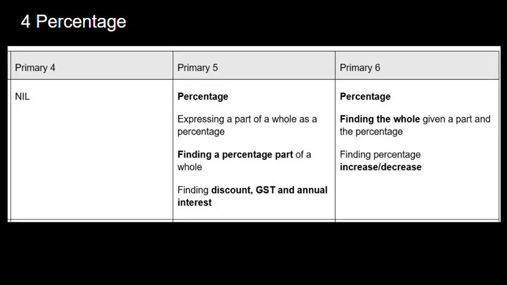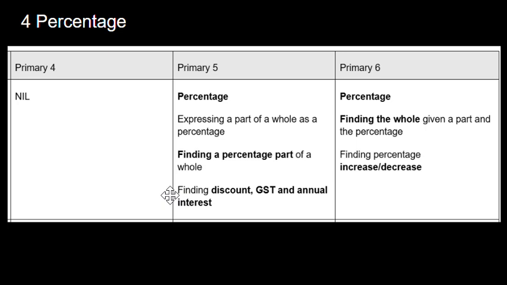Next is percentage. Percentage starts off with P5. In P4 they don't cover percentage; in P5 they will start to cover percentage. Percentage is basically expressing a part of a whole as a percentage. For example, there are 100 persons in the class and 10 of them are boys. So 10 out of 100 is 10%. The other one is finding a percentage from the part of the whole, so it's how much is the percentage of boys or the percentage of girls and so on in the class.